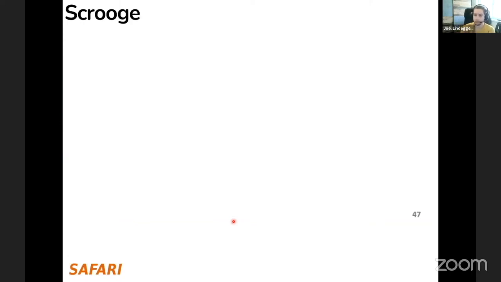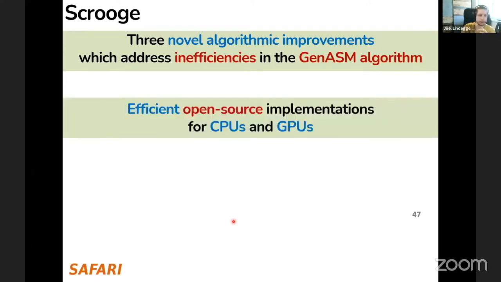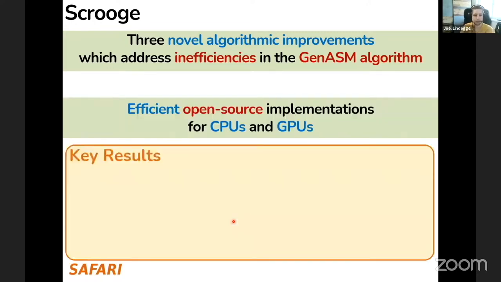So to this end, we propose Scrooge, and Scrooge includes 3 novel algorithmic improvements on top of what I just showed, which address some inefficiencies in that algorithm that I'm going to show in a second. And it includes efficient open source implementations for CPUs and GPUs that are all available on GitHub.